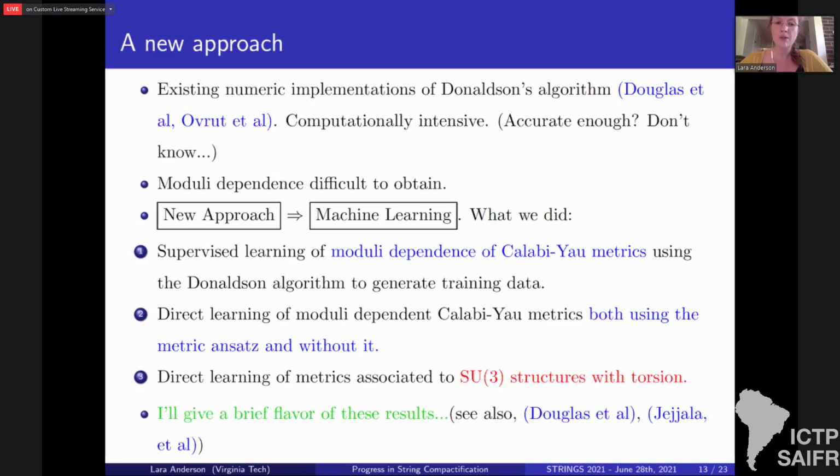And then perhaps the most significant, we studied the direct learning of metrics associated to SU3 structures with torsion. This is moving beyond the Calabi-Yau case and is the first time numerics of this type has been used in this context. And I'm going to give a brief flavor of these results. I should also mention that there were 2 papers that appeared in very close succession to ours, Douglas, with whom we coordinated, and Jejjala shortly afterwards, who did similar things.